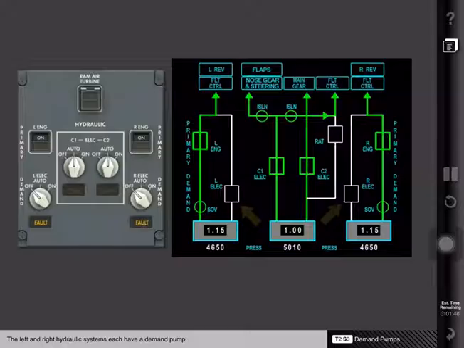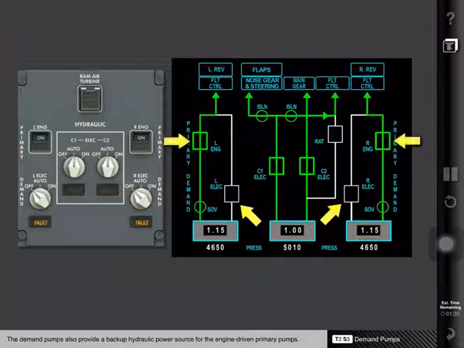The left and right hydraulic systems each have a demand pump. The demand pumps are electric motor-driven pumps, or EMPs. The pumps provide supplementary hydraulic power for periods of high system demand. The demand pumps also provide a backup hydraulic power source for the engine-driven primary pumps.